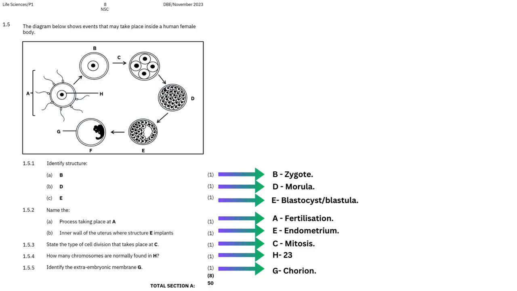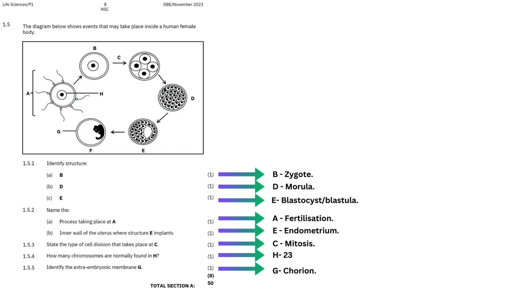Question 1.5, pertaining to the diagram showing events that take place inside a human female body. 1.5.1, identify structure B. The answer is B, zygote. Identify structure D. The answer is D, morula. Identify structure E. The answer is E, blastocyst or blastula. Either are correct.